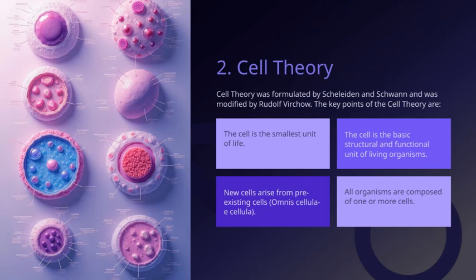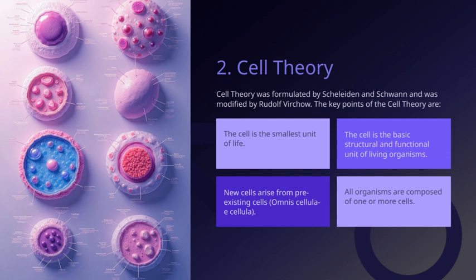All organisms, whether they are plants, animals, or microbes, are made up of one or more cells. The cell is really the fundamental building block of all living things. It's where the essential activities of life happen, and it provides structure and function to the entire organism.